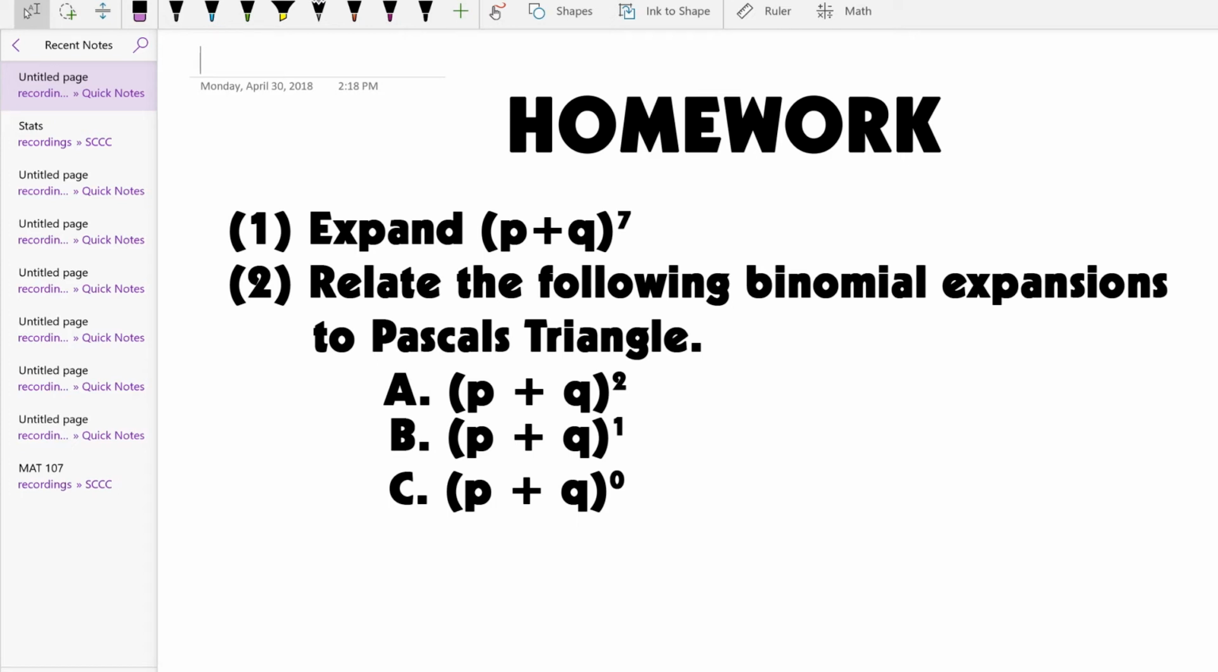And then if you have to use the FOIL method, compare and contrast your answer with the one you get using this method here. (p + q) to the 1, it's actually very simple, but sometimes simplicity can be very confusing. And finally, (p + q) to the 0. This will take you a little time to reflect on, perhaps, but you should see a clear relationship with Pascal's triangle.